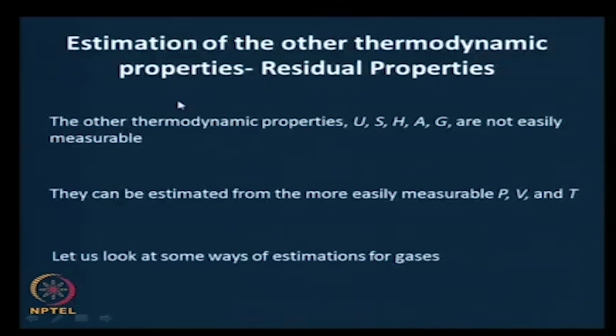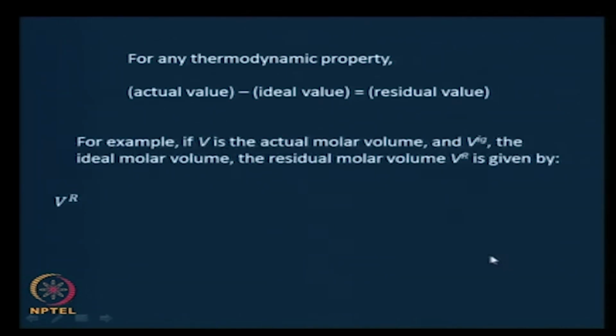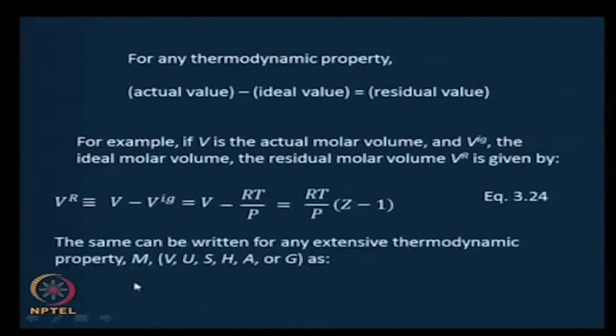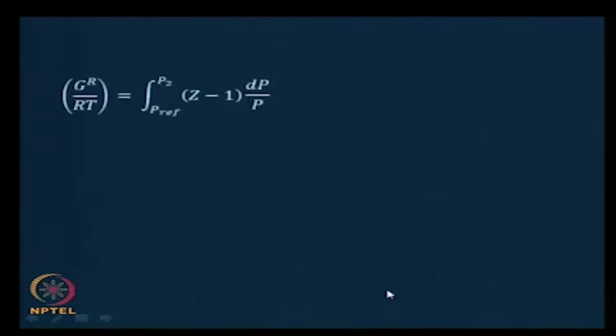We could use something called residual properties to estimate other thermodynamic properties that are not easily measurable, and the residual properties are nothing but the difference between the actual value and the ideal value. V residual equals V actual minus V ideal gas, and you could write the residual property for any extensive property: U, S, H, A, G or V, and these are the expressions that we derived after lengthy derivations.